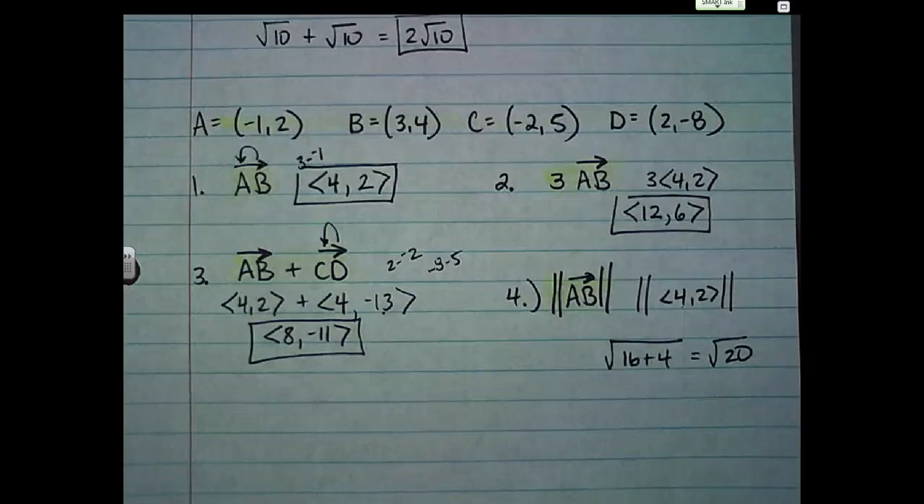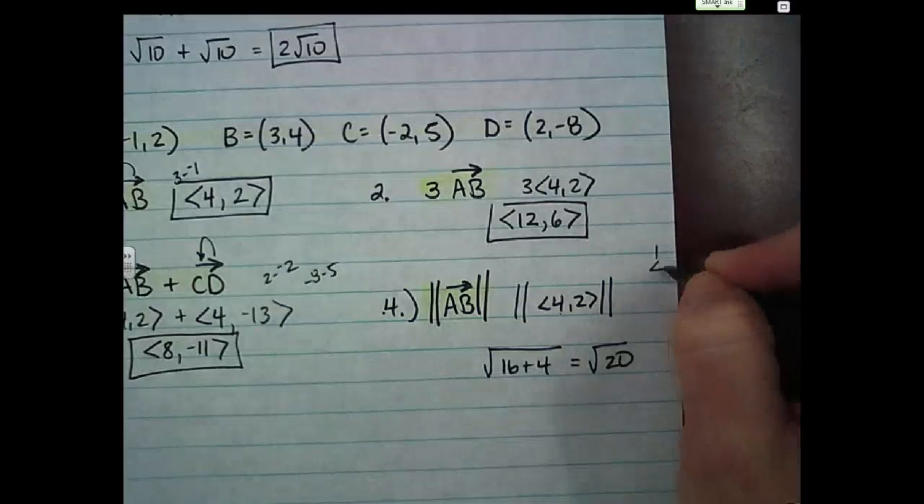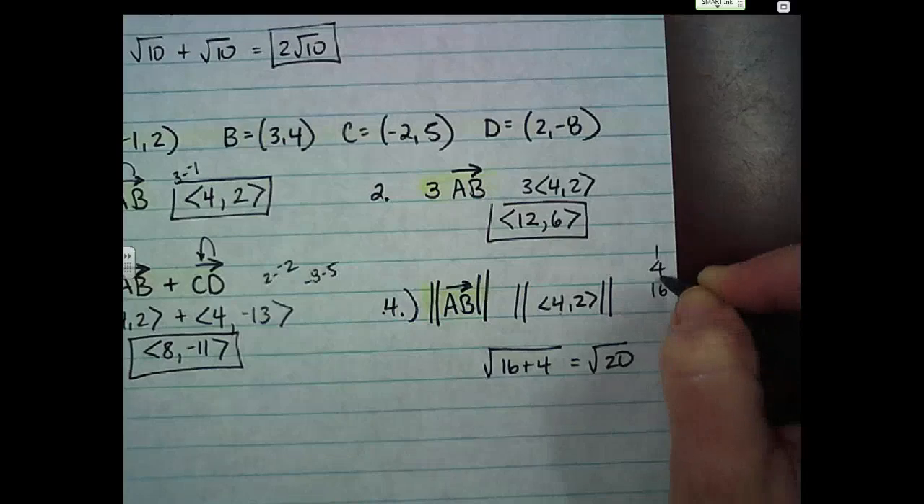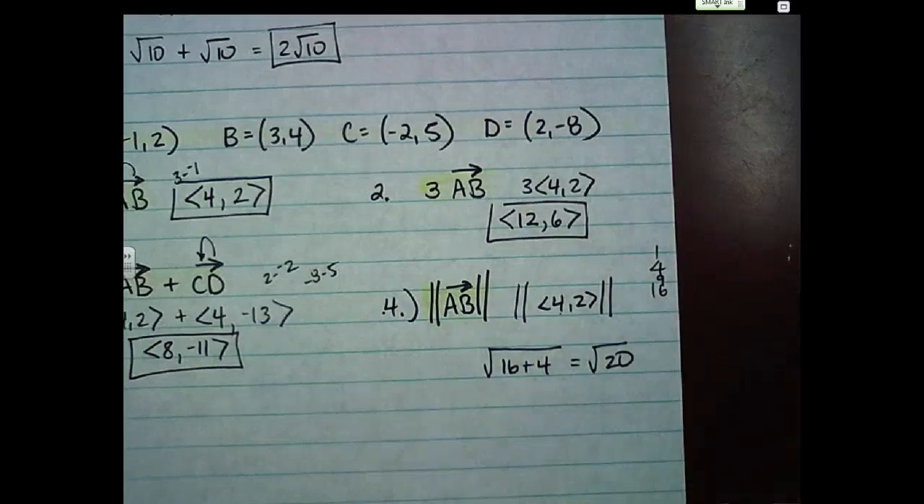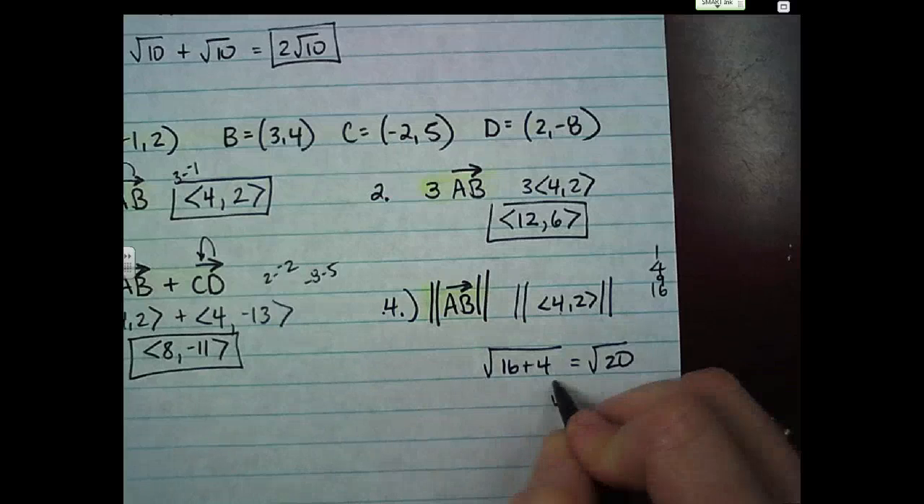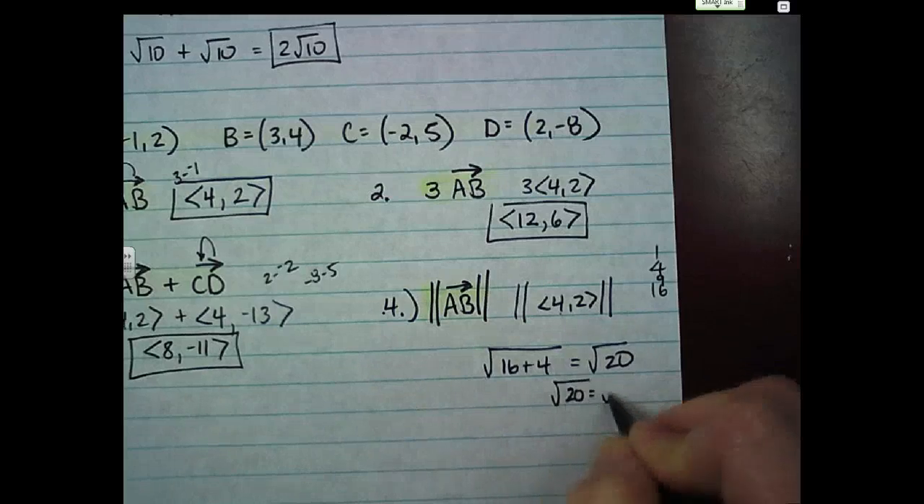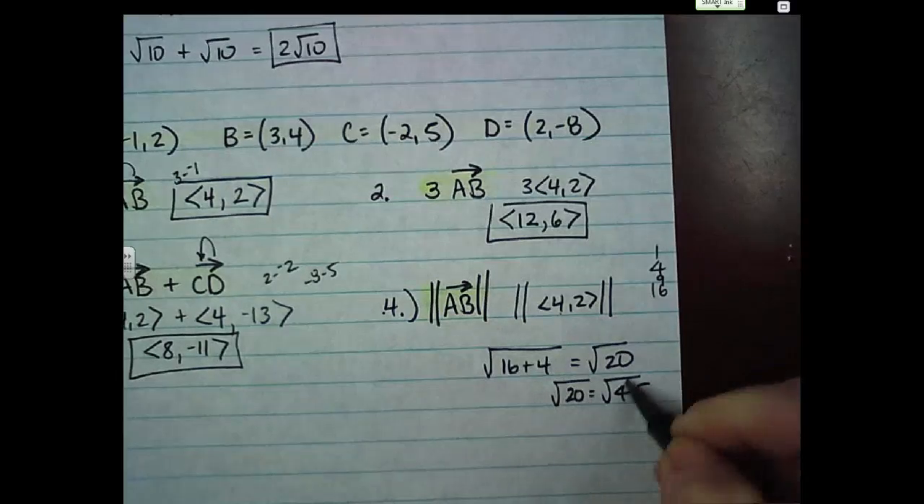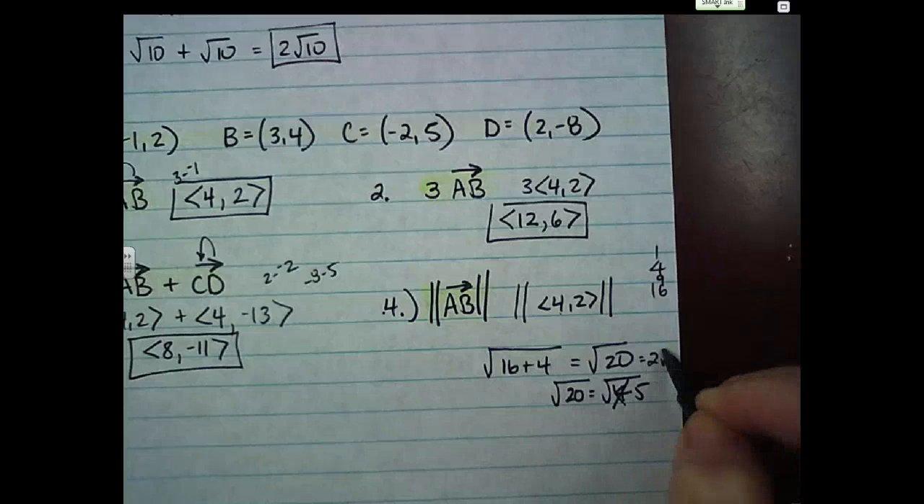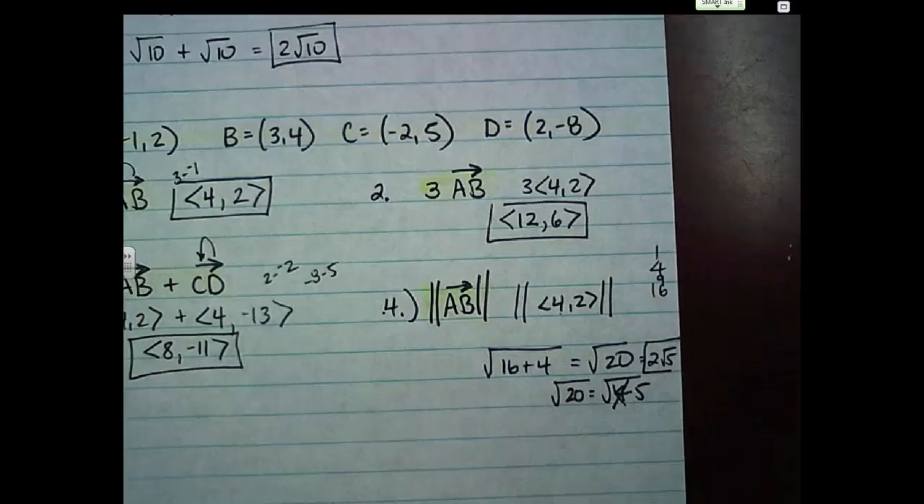Can we break up the square root of 20? List your perfect squares. 1, 4, 16. I forgot my 9. Does anything fit into 20? Yeah, 4. Square root of 20 is the same as the square root of 4 times 5. Square root of 4 is 2, so this is 2 root 5. So the magnitude of AB is 2 root 5.